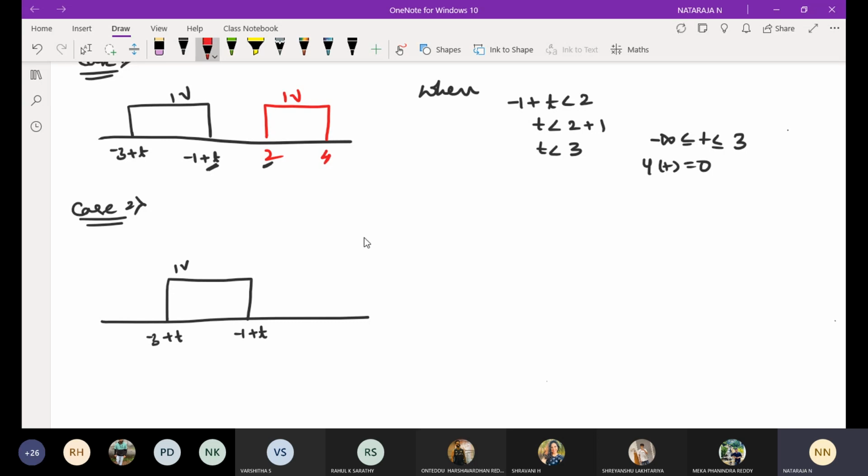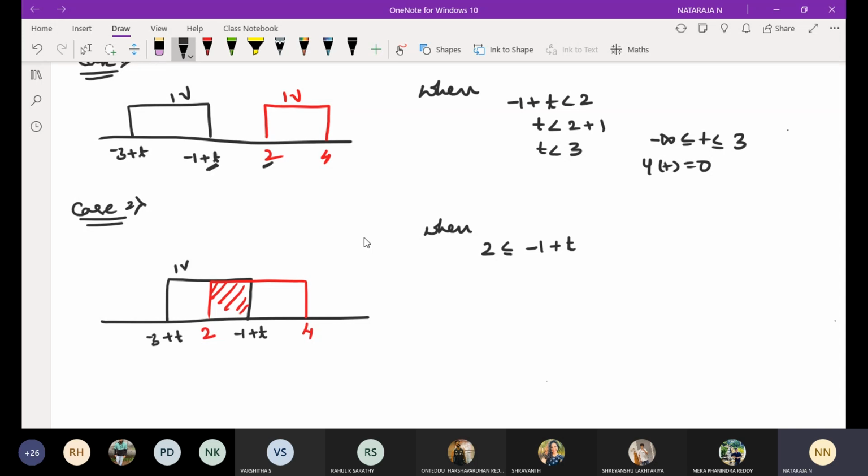Next I will take one more signal. I am going to overlap it for some period. This is the overlapping portion, which varies from 2 to 4. Now I will take the condition for the second case, when 2 will be less than or equal to minus 1 plus t.